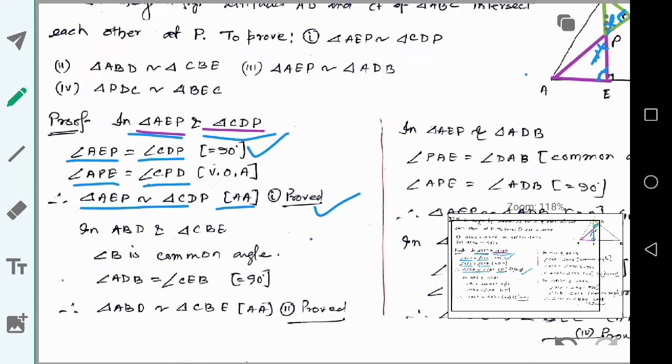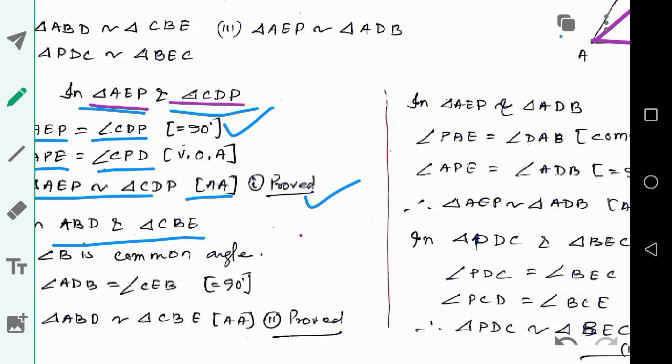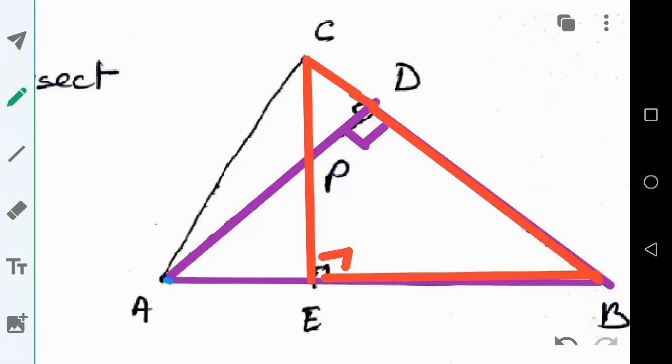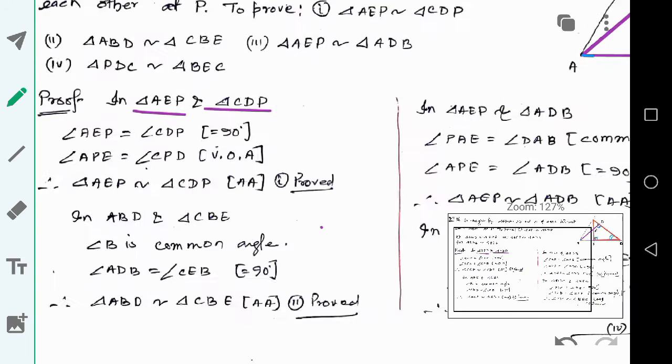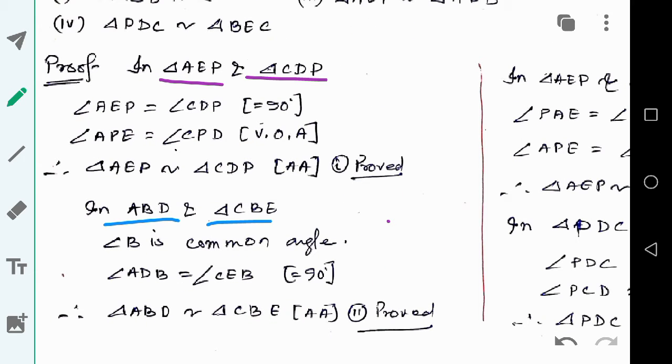Similarly, let us prove ADB and CEB are similar. In these two triangles, ABD, not ABE, sorry, ABD and CBE, this angle is a common angle, and these two angles are right angles. So according to the angle criterion, these two triangles are also similar. Triangle ABD is similar to triangle CBE.